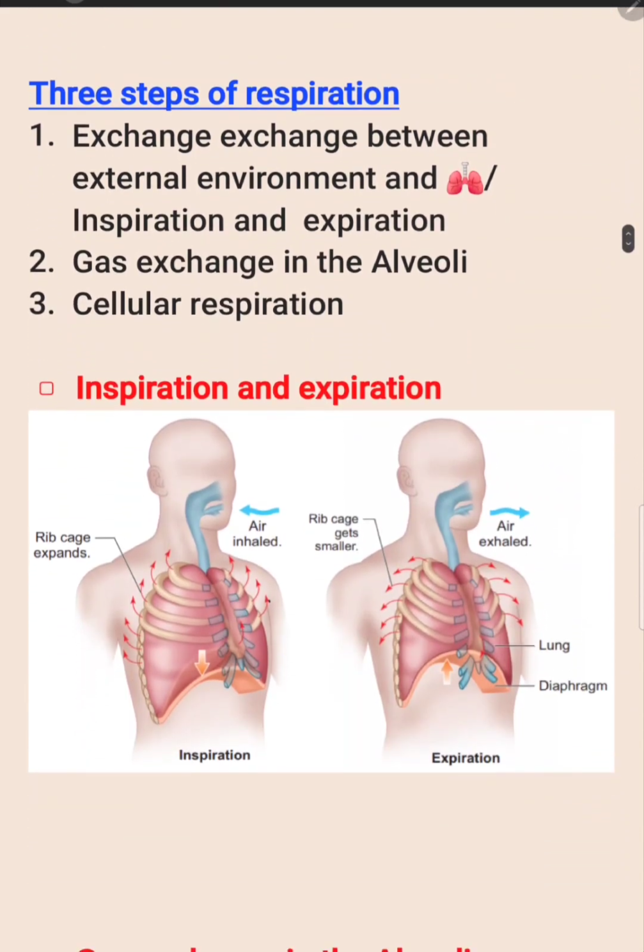Then let's move into the respiratory process. To get to know the respiratory process, we have to know the 3 steps of respiration. The respiration of the human being is done in 3 steps. First one is gas exchange between the external environment and the lungs. It is also known as inspiration and expiration. The second one is gas exchange in the alveoli. The third one is cellular respiration. These are the 3 steps done when we are doing respiration.